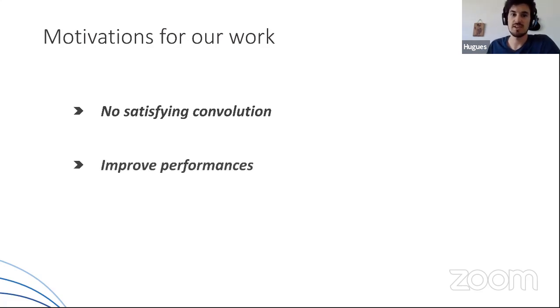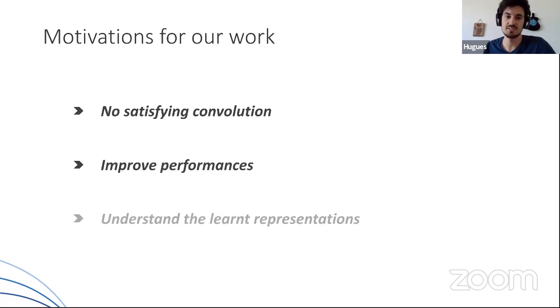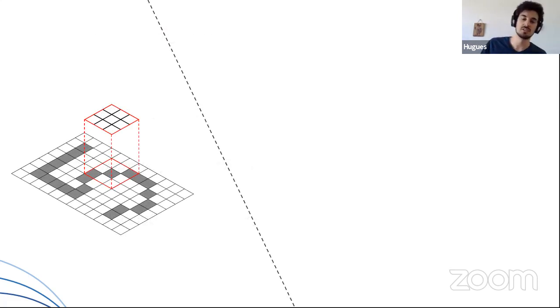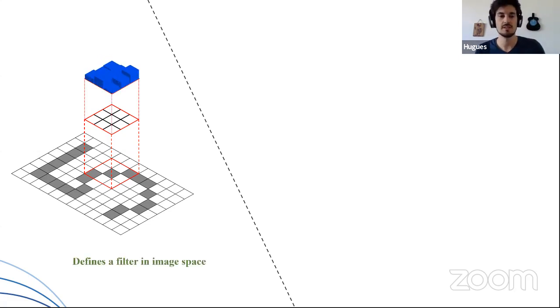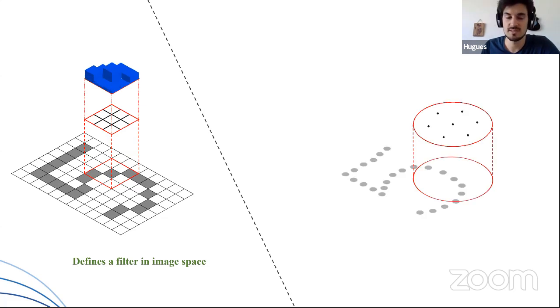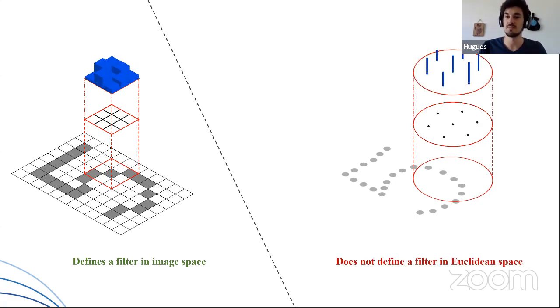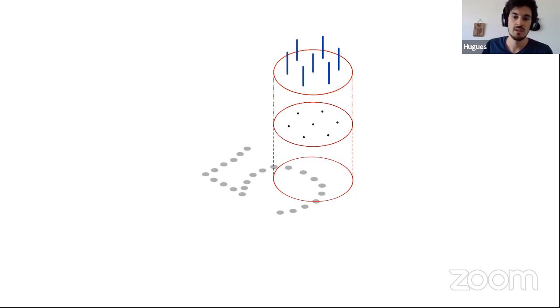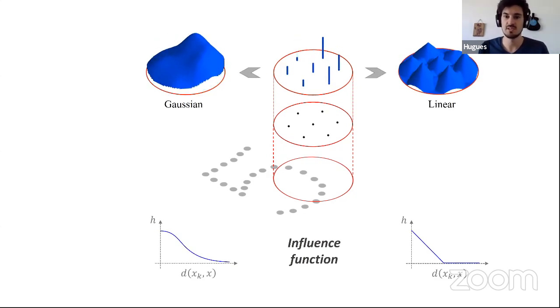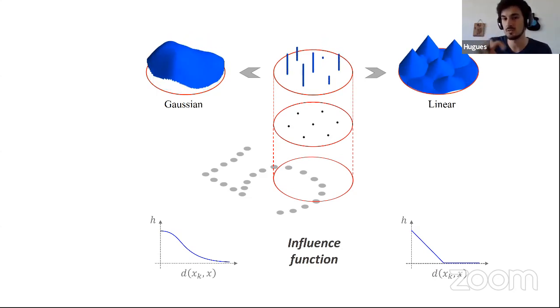The motivation was that we didn't find any convolution satisfying yet, and we also wanted to improve the performances of the current methods. One big thing was to understand the learned representation that our convolution could get. So we based our work on the intuition about how image convolution works. If you think of it, the kernel in an image is kind of a small image, and the weights are just the pixel values in this kernel. We can do the same for point clouds and decide that the kernel will be a small point cloud, a set of points, and we can assign to these points some values which are going to be the weights. However, this does not define a filter in Euclidean space because the weights are only located on points. So we can use a trick of having an influence function, which is basically a function that decreases with the distance, so that each point is going to apply its weight in its own area or neighborhood.